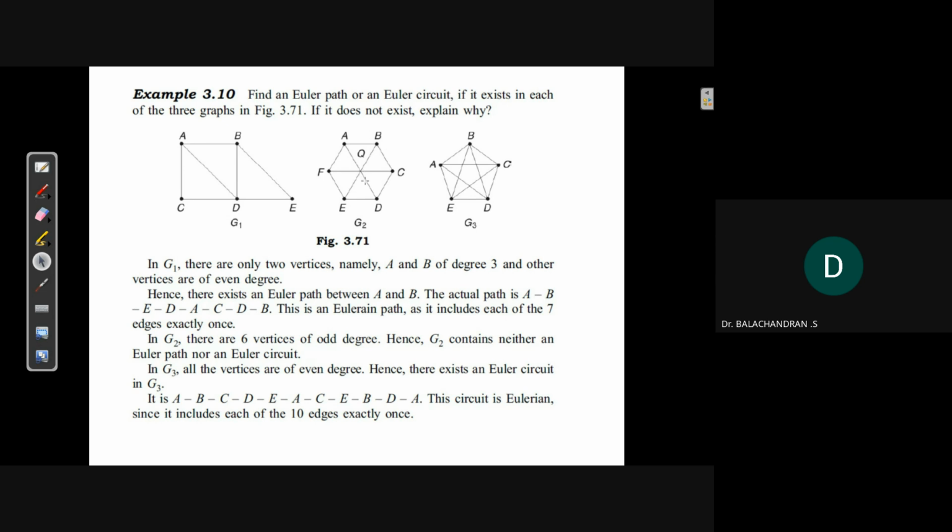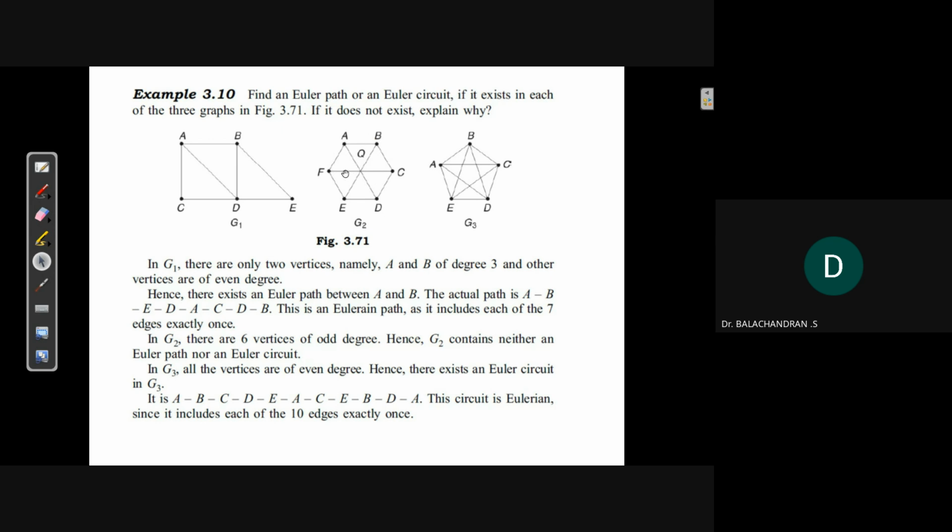7 vertices. Okay. But I think this is not a vertex, because it is in bold. That is not bold because here in G2, 6 vertices of odd degree they are telling. I don't know why they put here Q. The reason I say this is not a vertex is that all the other vertices are in bold, but it is not in bold. That's why I don't feel that there is a vertex here.